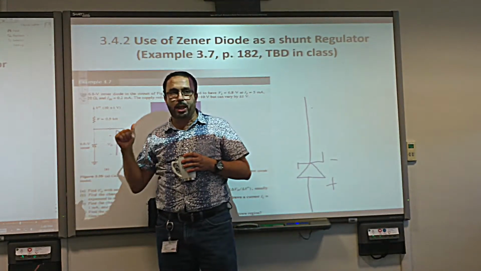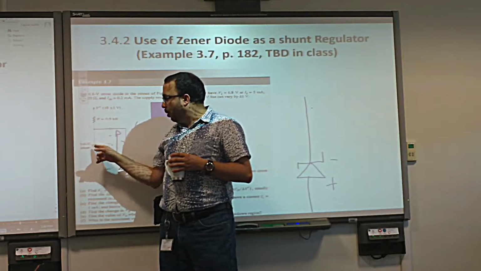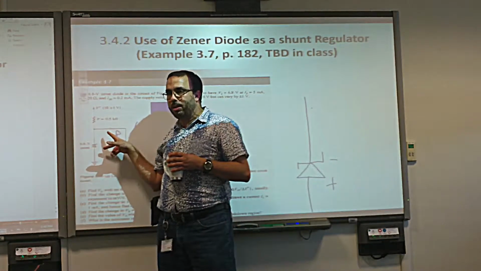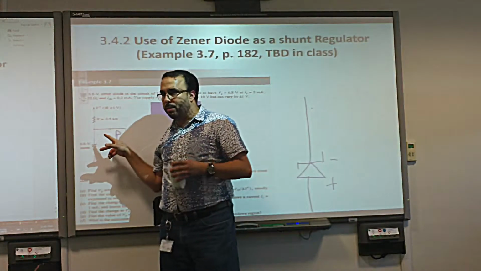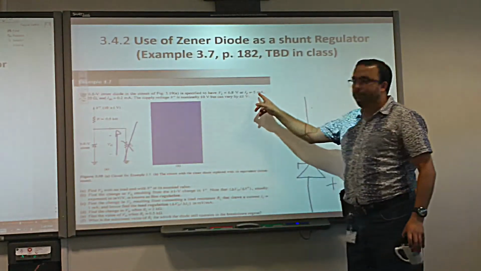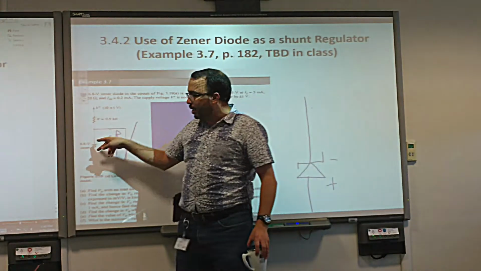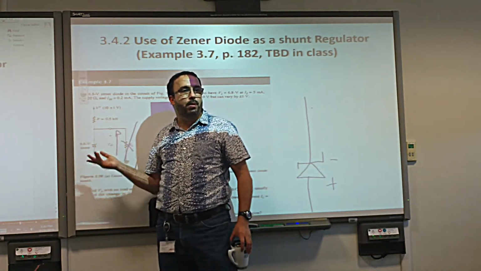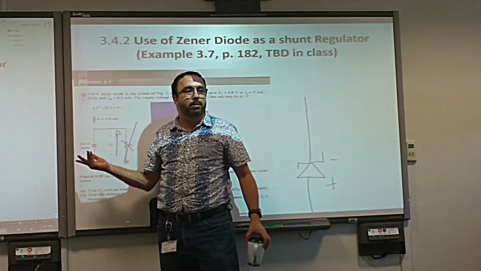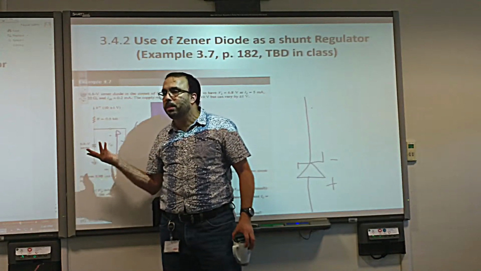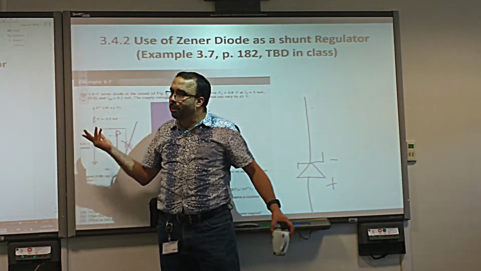The manufacturer tell us, listen, if you apply 6.8 volt across this diode in the reverse, you get a current of 5 milliamp. That's it. But now we put the diode in this circuit. Now we don't know what's the voltage there. How do we know? Is it 6.8? Not necessarily.